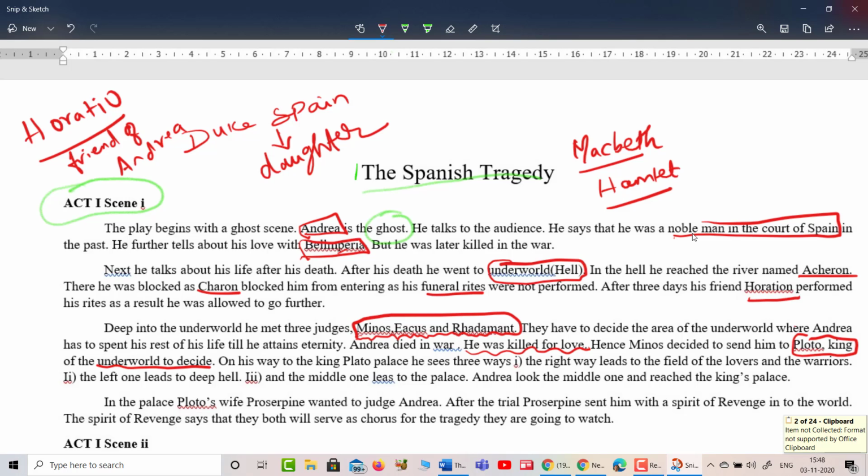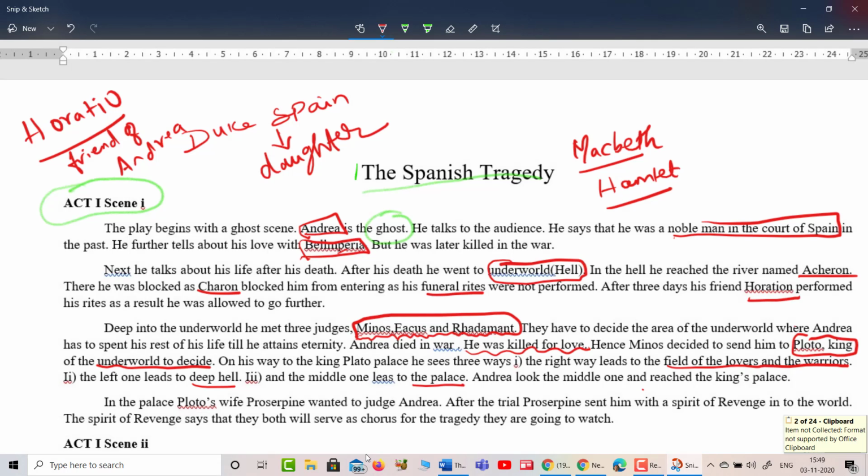So, to decide. On his way to King Pluto's palace, he sees three ways. The right way leads to the field of lovers and warriors. On the left side it leads to deep hell, and the third one is the middle one, which leads to the palace of Pluto. Andrea takes the middle path and reaches the king's palace.